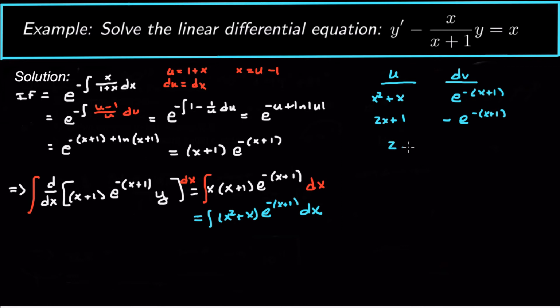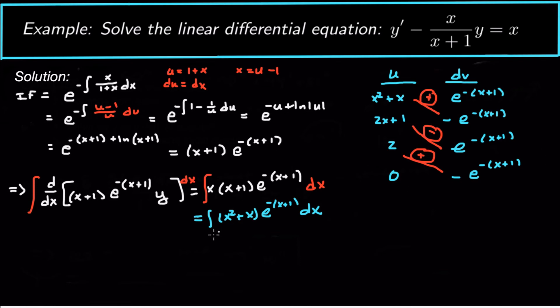Differentiate this column, get 2. Integrate this column, we just get another negative, so it's going to be negative negative, which is positive e to the negative x plus 1. And then differentiate one more time, get 0. Integrate one more time, we get negative e to the negative x plus 1. So quite a few terms here. I have to do integration by parts twice. So multiply these two and keep the sign the same. Multiply these two and negate the sign. And then multiply these two and keep the sign the same.